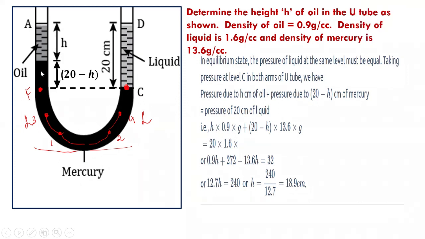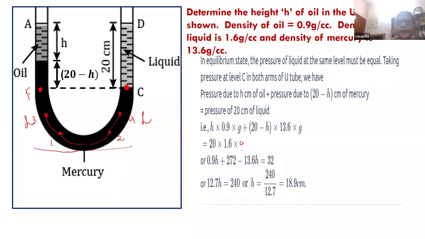Now if you consider this, if this is 20 centimeter, this is H. This will be 20 minus H. This only you have to find out. So in equilibrium state, the pressure of liquid at the same level must be equal. So pressure due to H centimeter of oil, and this is 20 minus H centimeter of mercury, is equal to pressure due to 20 centimeter of liquid.